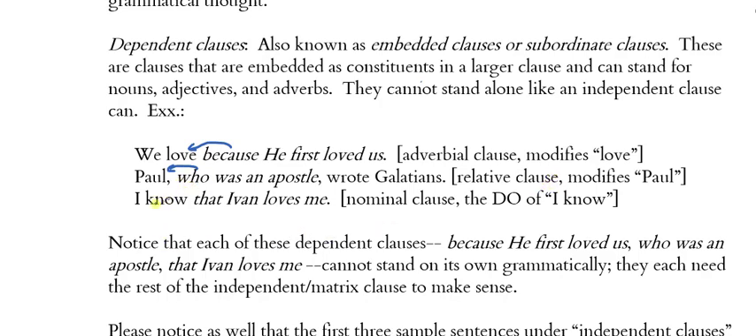And then in the third one, I know that Ivan loves me. Here, the expression that Ivan loves me is functioning as a noun. And that's why I've described this as a nominal clause. A nominal or a nominalized clause is a clause that is forced to function as a nominal, as a noun-like thing. Here, it's the direct object of know. I know something. I know a direct object. What is it that I know? I know this proposition. Ivan loves me.